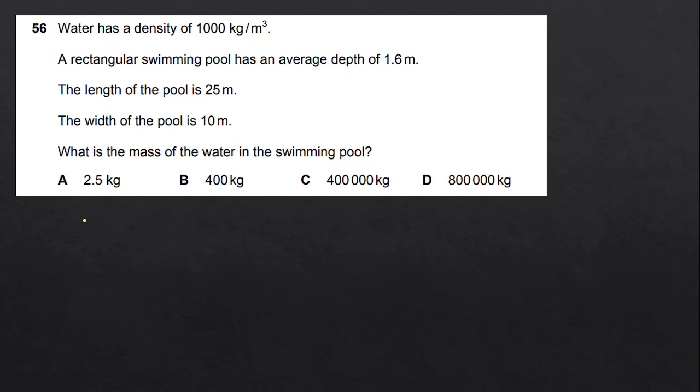In this question, we have been given the length of the pool. Length is 25 meters. The width, which is the breadth of the pool, is 10 meter, and the depth or height of the swimming pool, the depth will be 1.6 meters. They have also given us the density of water. Density of water is 1000 kg per meter cube. We have to determine what is the mass of water in the swimming pool.